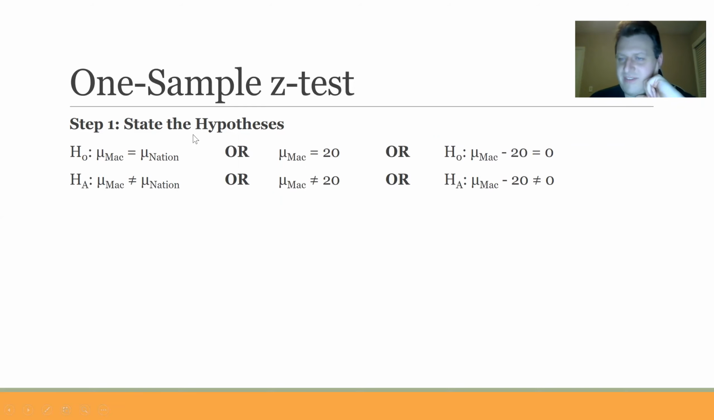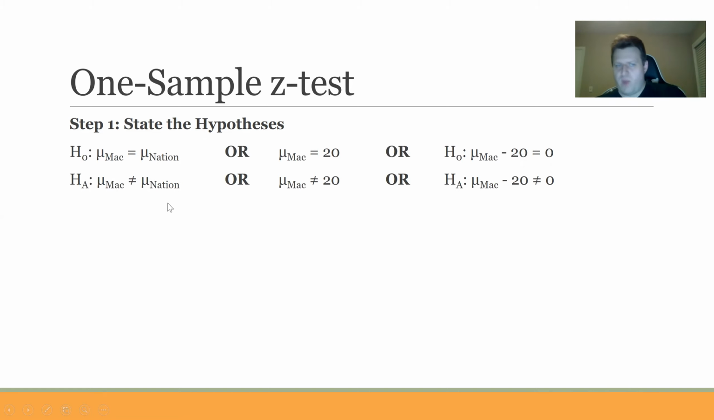All right, so I did that piecemeal because I could just show you. There we go. This is exactly what we have already written. The population mean of Mac users is equal to the population mean of the nation for the null hypothesis, and the population mean of Mac users is not equal to the population mean creativity score of the nation in our alternative hypothesis.